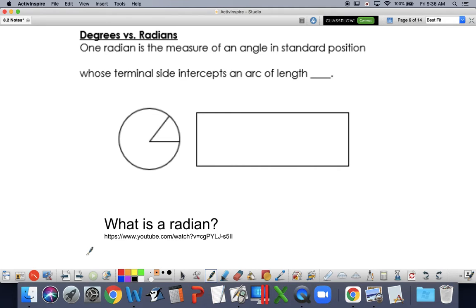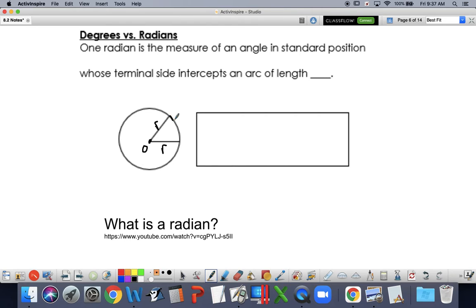So let's talk a little bit about this other way of measuring angles. It's called a radian, okay? So if we think about a circle, and we have our center here. Usually we label our center O or some kind of letter. And here I have 2 radiuses, right? A radius connects the center of the circle to the outside of the circle.